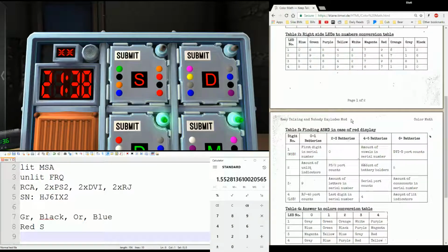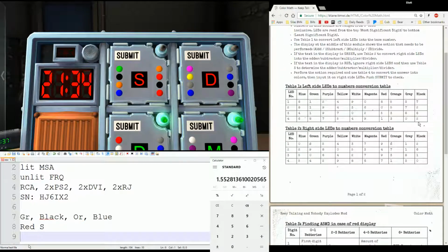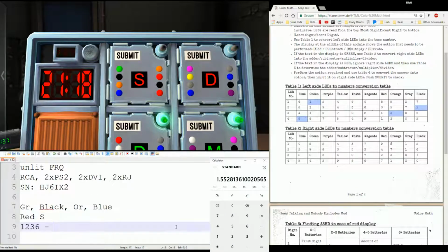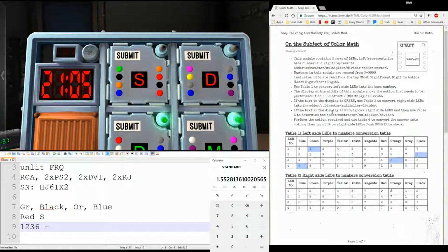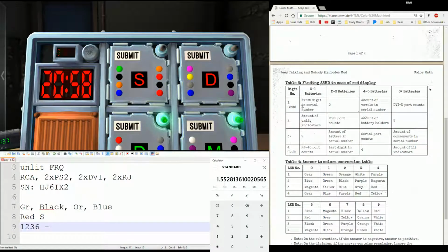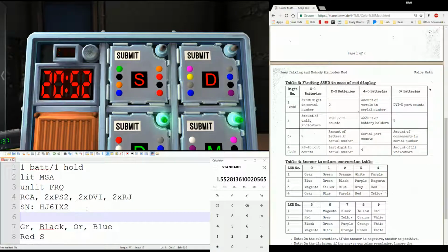So again, let's refresh the page. We've got a green, black, orange, blue. Green, black, orange, blue gives us 1236 minus something. What are we minusing? Well, let's find out, shall we? Since it's red, boop, we're ignoring the right side, we're using table 3. Table 3, we need to know how many batteries we got. We had 1.